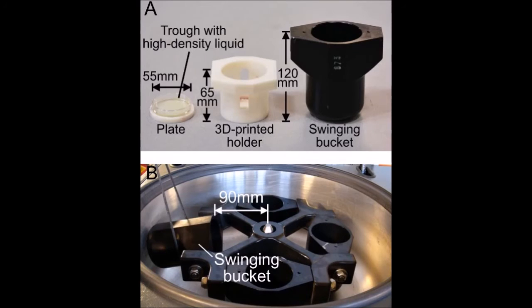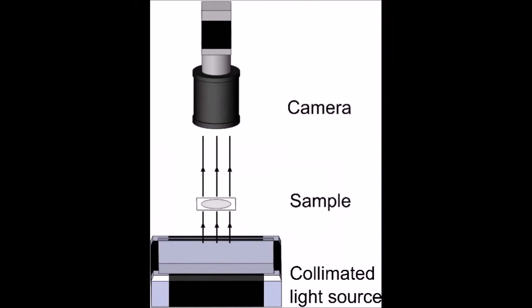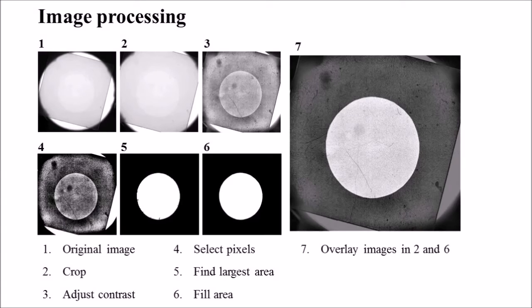The trough held the high-density fluid, substrate, and coating droplet. The plate went in the holder of a swinging bucket, which spun in the centrifuge. We then took images of puddles after centrifugation using collimated LEDs transmitting light through the backside of the samples and into a camera. We also used a custom MATLAB script included in the supplementary material of the paper to measure the sizes of the coated areas.